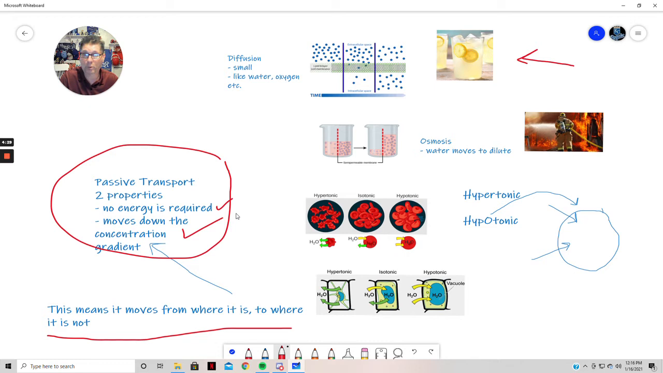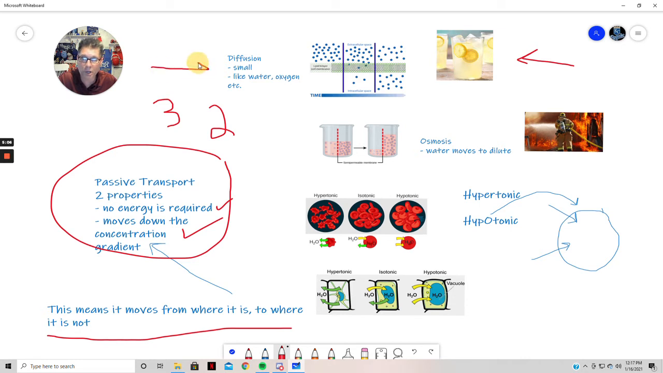Check. Super important. Now, there are three types of passive transport. We're going to talk about two of them today. The third one, facilitated diffusion, if need be, in another topic, we'll talk about that, but we're just going to talk about the idea of non-water molecules moving, and we're going to be talking about the water molecule moving. So we're going to focus on those two things.